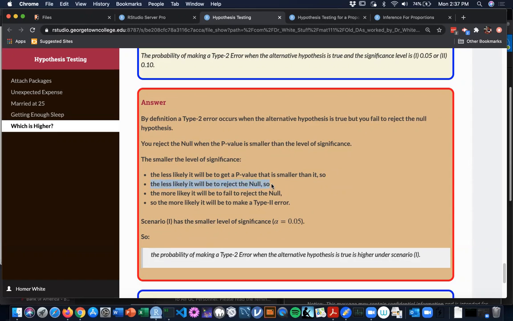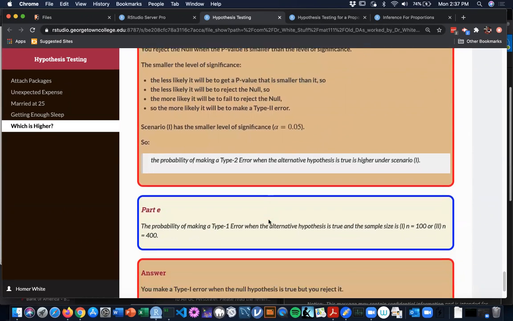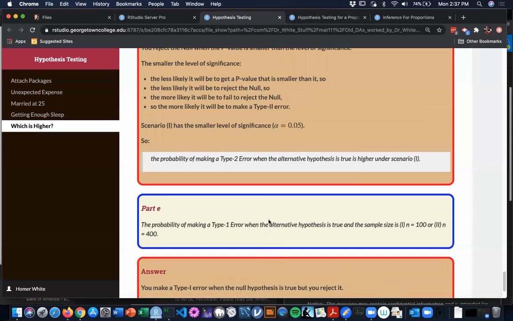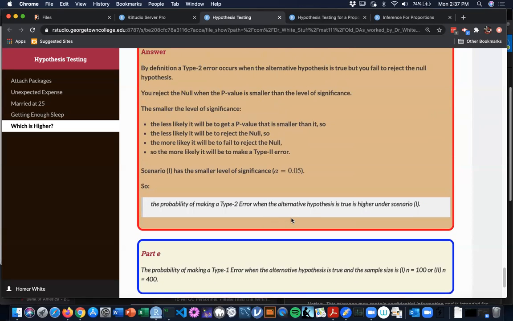Therefore, the less likely it will be that you'll reject the null. Therefore, the more likely it will be that you will fail to reject the null. But that puts you in type 2 error land. So the smaller the level of significance, the more likely you will be to make a type 2 error. So I should go with scenario 1 because that has the smaller level of significance. In my mind, that's the most difficult problem in the DA, because you really have to think carefully with the definition of type 2 error, and you have to think about how a hypothesis test works.